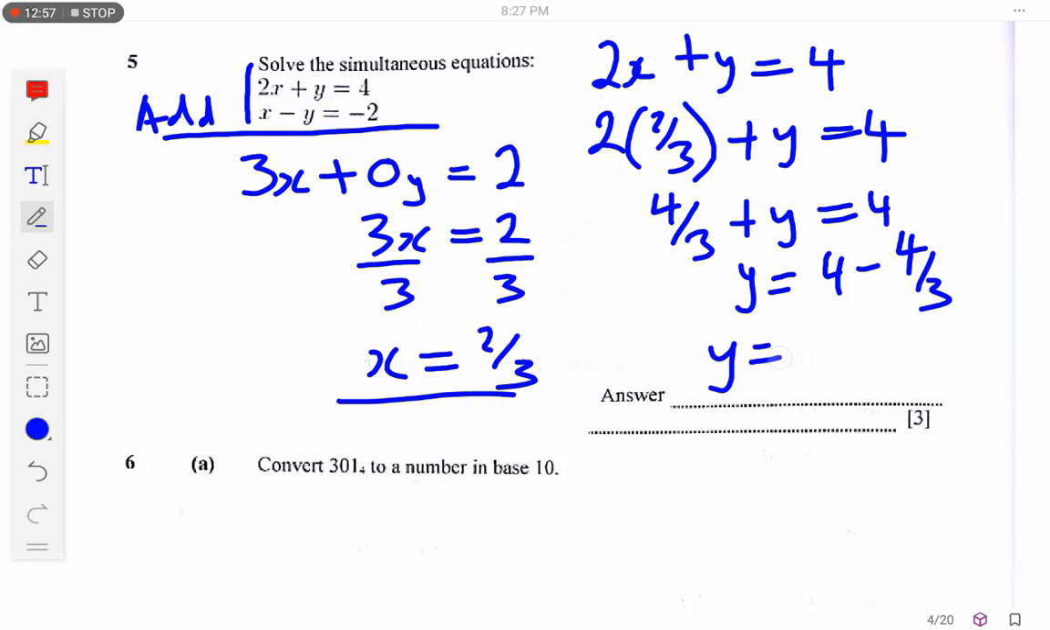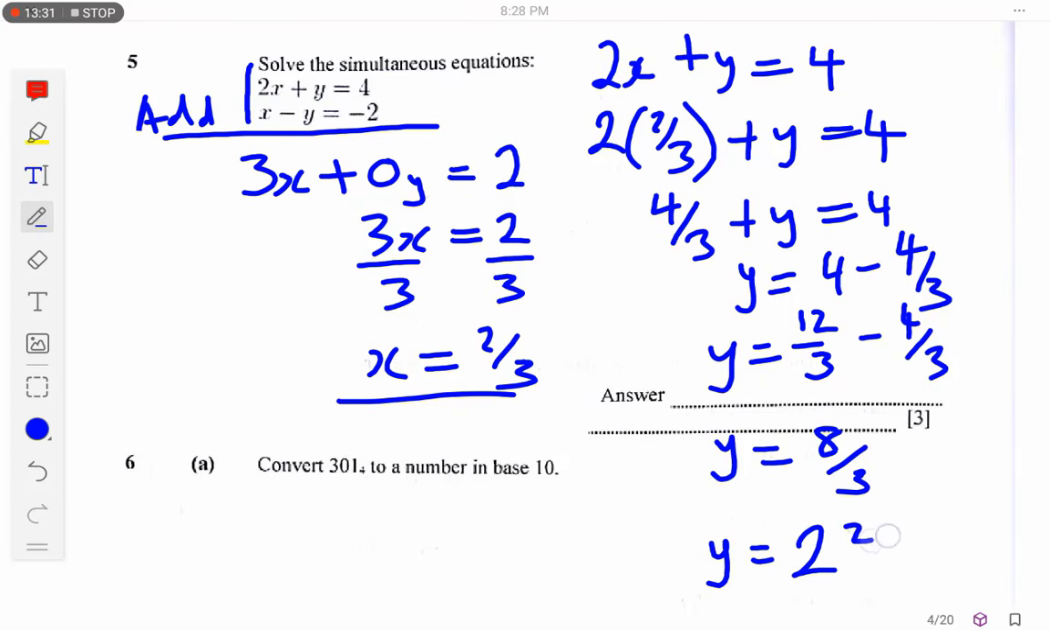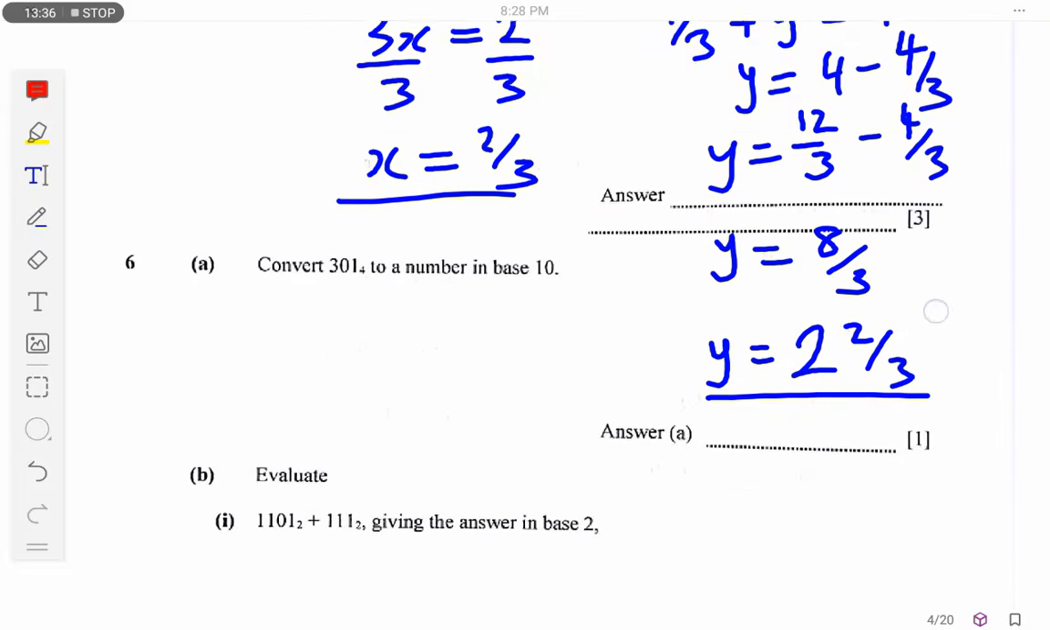So my y basically is going to be 4, which is the same as, let me take it in terms of 3. So it's 3, 6, 9, 12. So I can say 12 over 3 there is 4, minus 4 over 3 there. So my y is equal to 12 minus 4, I get myself an 8 over 3. So my answer is going to be 8 over 3. If I want, I can simplify it and say y is equal to 2 and 2 over 3. We are done. Now let's move on to the next question.